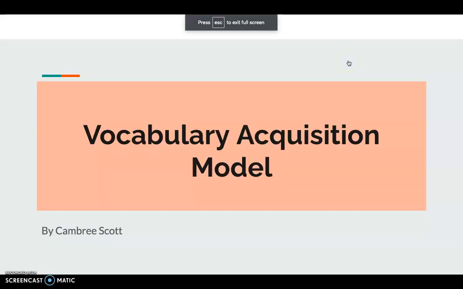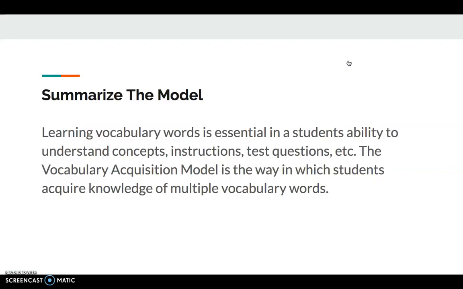Hi, I'm going to be discussing the vocabulary acquisition model. The first thing is to summarize the model. This model is the way in which students acquire knowledge of multiple vocabulary words.